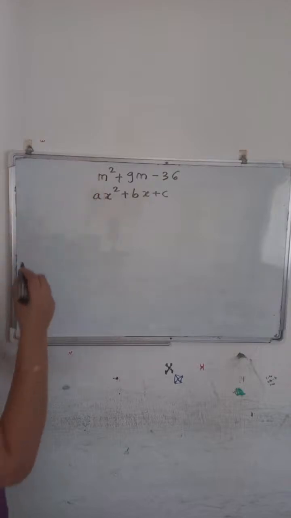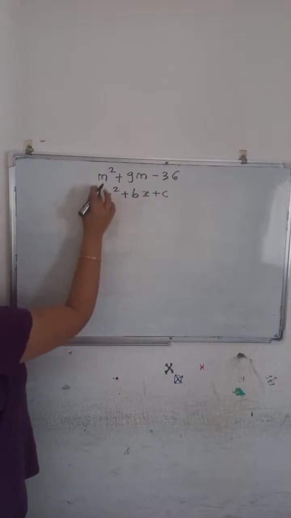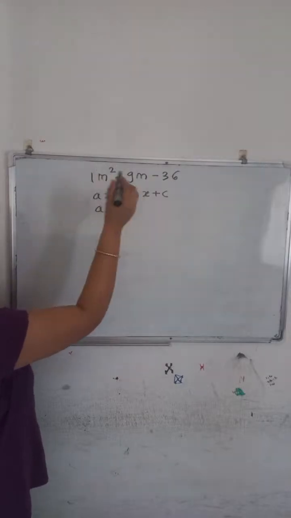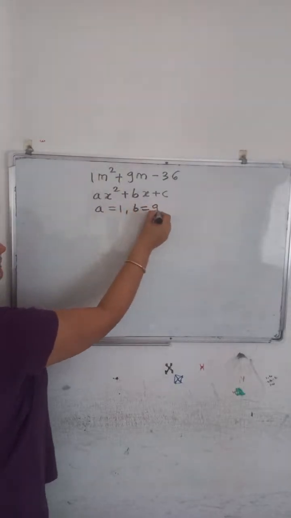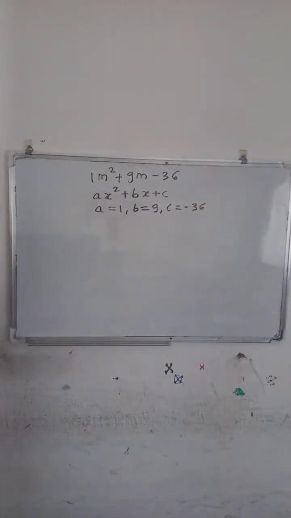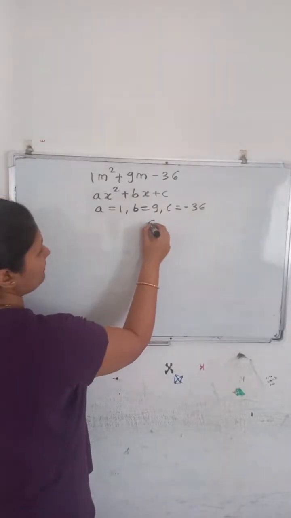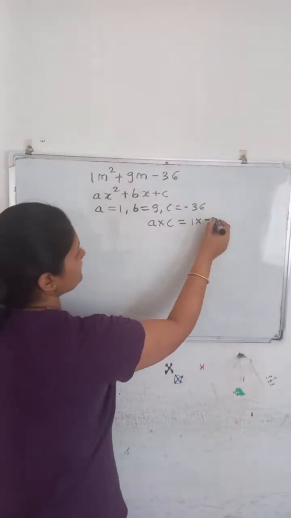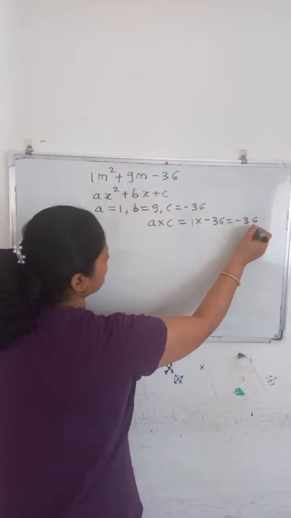Okay. So if you compare this equation with this, a is nothing but, here nothing is there, that means 1. b is nothing but 9 and c is nothing but minus 36. See, I am writing with the signs, whether it is positive or negative. If it is negative, I am particularly mentioning the sign. If you forget the sign, then the entire problem has gone. So after this step, you have to take the multiplication of a into c. So a is 1 and c is minus 36, that is equal to minus 36.